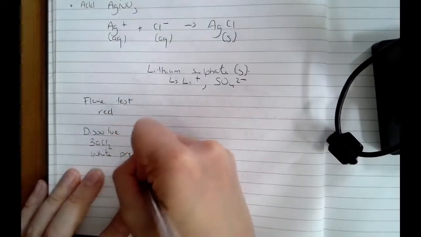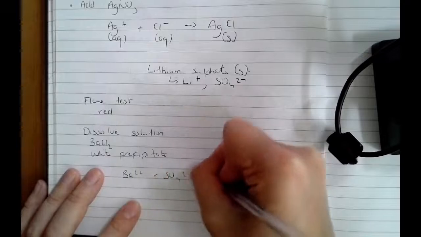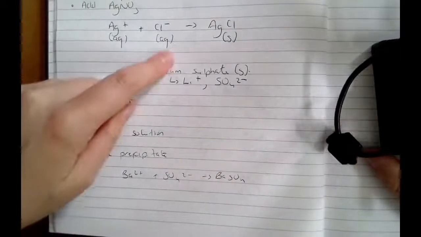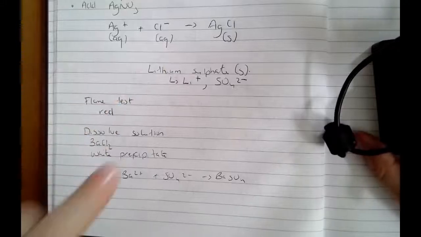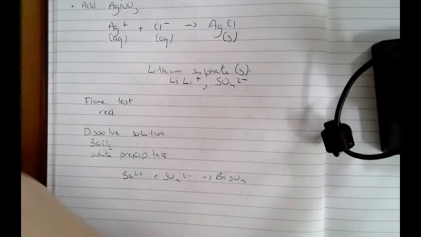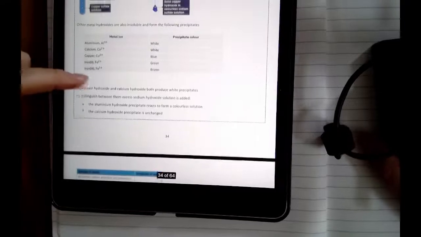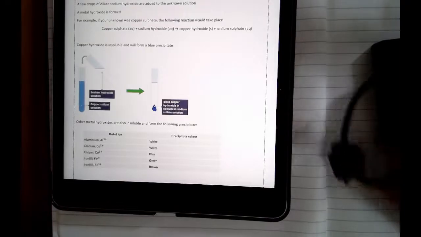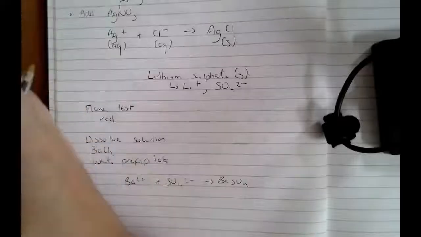It would be the barium reacting with the sulfate to form barium sulfate, but you would need to dissolve your solid in solution before you carried out that test. That is it in a nutshell. You just need to know all of your colors, all of your tests, all of the charges on all of your ions, the formula of all of your polyatomic ions. And then you need to be able to write these ionic equations.